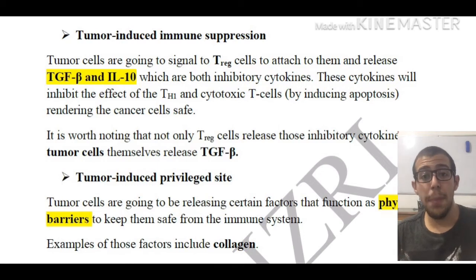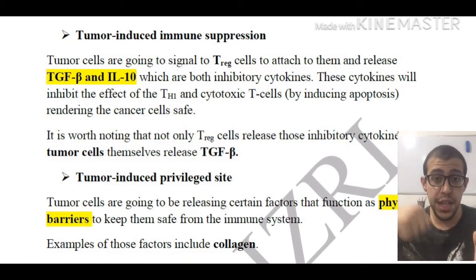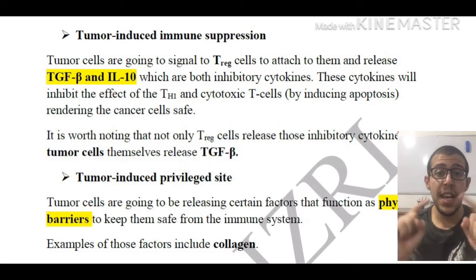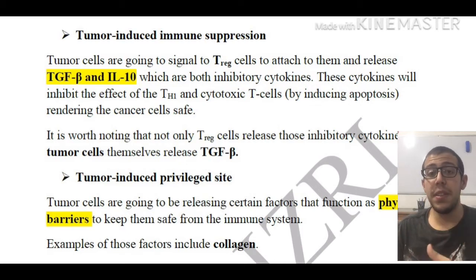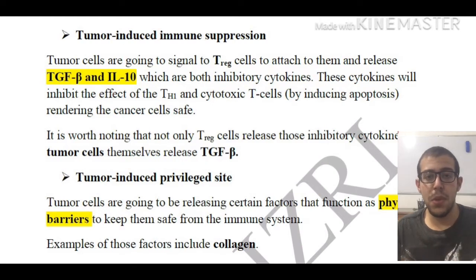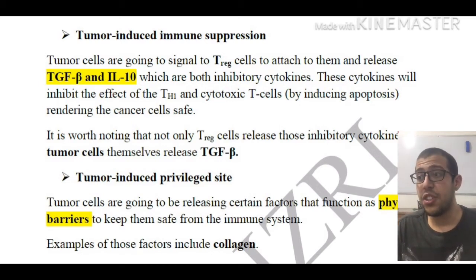So what is going to be happening here is that we have a tumor cell. This tumor cell is going to be signaling to get these Treg cells. These Treg cells that are going to be attached to this tumor cell now are going to be releasing, just like we said, TGF-beta and interleukin-10. Since these are inhibitory cytokines, therefore our immune system is going to be suppressed to an extent. And also we have to note that not only are these Treg cells going to be releasing these cytokines, also the tumor cells themselves are going to be releasing TGF-beta.